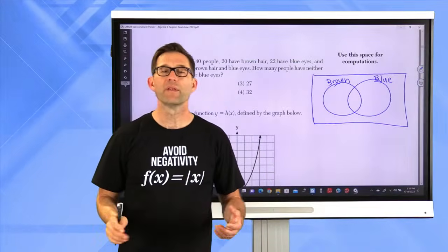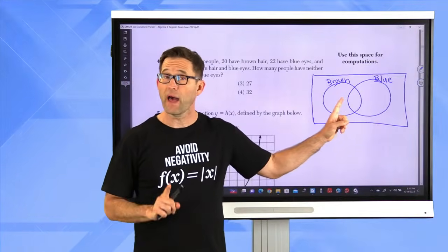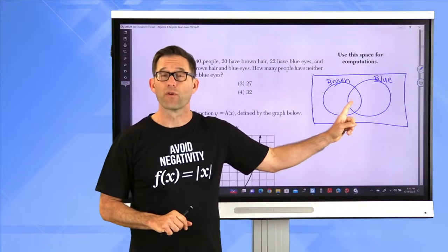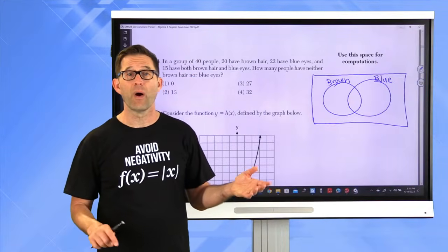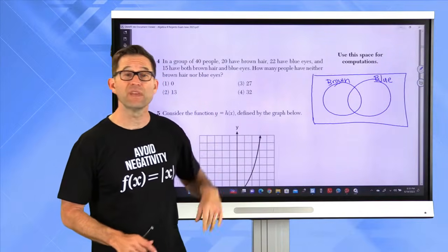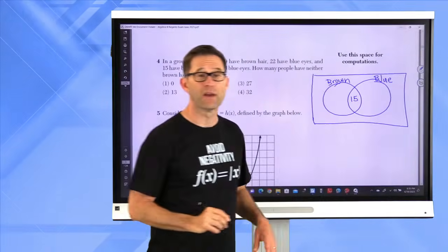Now, whenever I'm filling in a Venn diagram, the first thing I always do is fill in a number, if I have it, for the overlap. In other words, the people that have both brown hair and blue eyes. And they tell us that there are 15 people that have both of those. So I'm going to put a 15 in here.